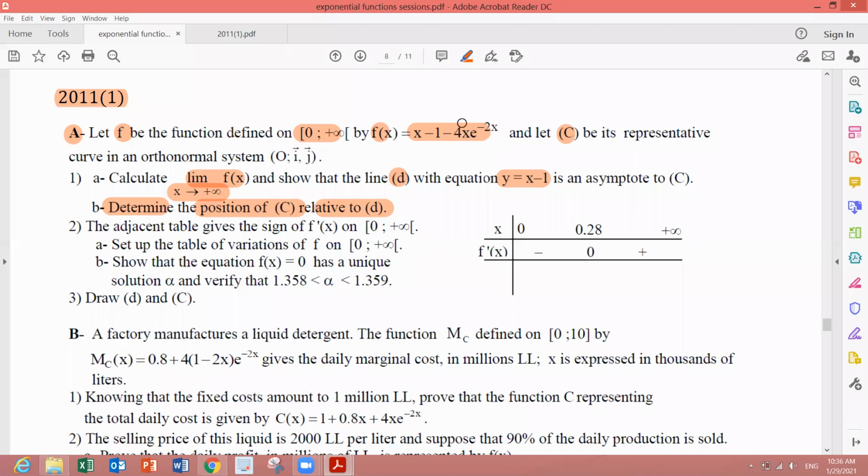ليش less than 0 هيدا minus 4x e power minus 2x? Because it is minus 4. لا مش لأنه minus 4 ما في x كمان. Is x positive or negative؟ هيدا الدومين. هيدا الدومين هو 0 plus infinity. x is positive, yes? Domain is 0 plus infinity means x is positive. هذا ال x positive multiplied by minus 4 negative. E is positive, so it will be negative. Then what we can tell about the position? Below. C is below D.